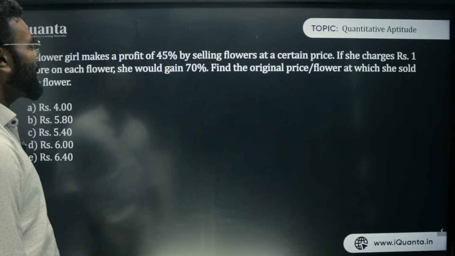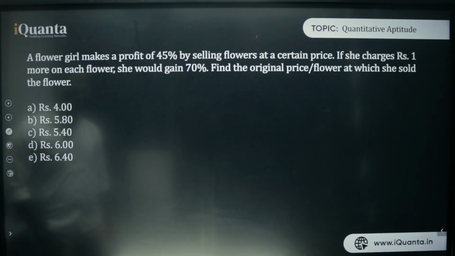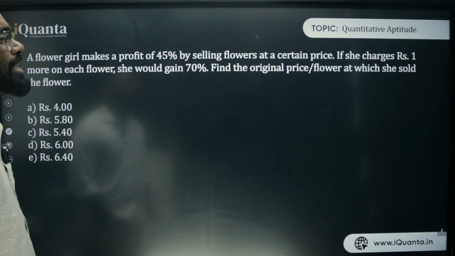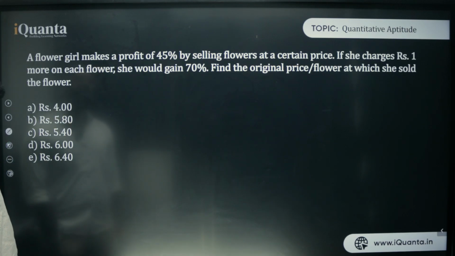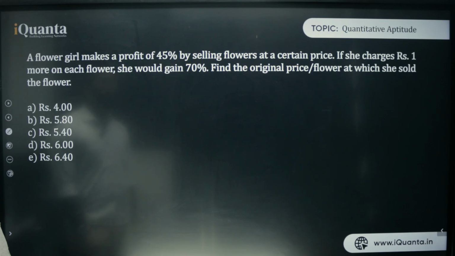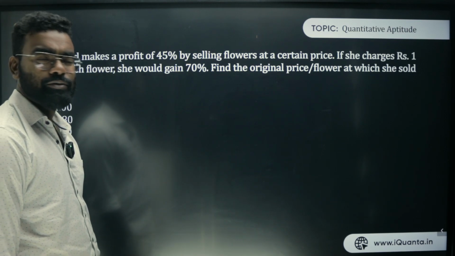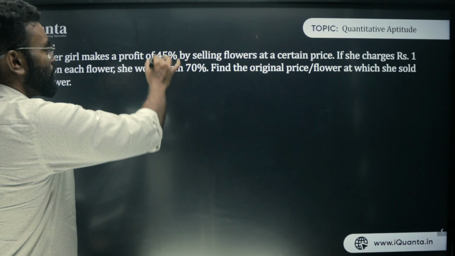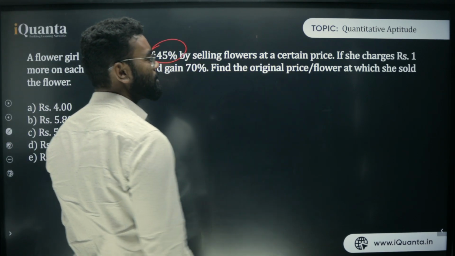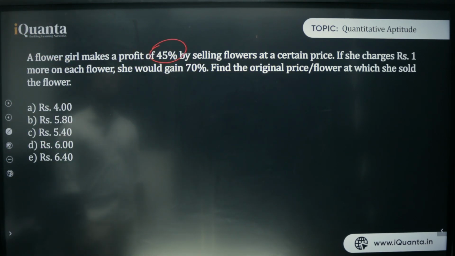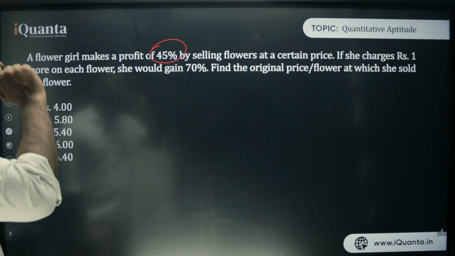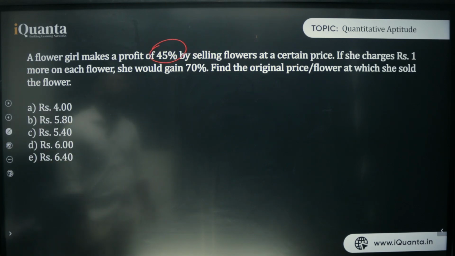A flower girl makes a profit of 45% by selling flowers at a certain price. If she charges ₹1 more on each flower, she would gain 70%. Find the original price of the flower at which she sold the flower. So now the flower girl makes a profit of 45%. Let's come to this question. If she charges ₹1 more on each flower, she would have gained 70%. Find the original price of the flower.